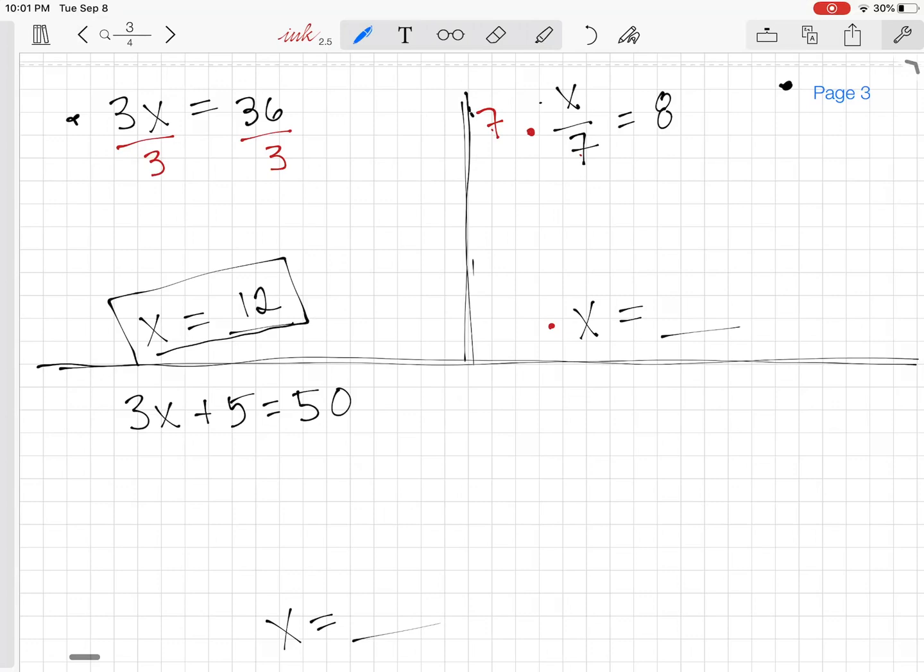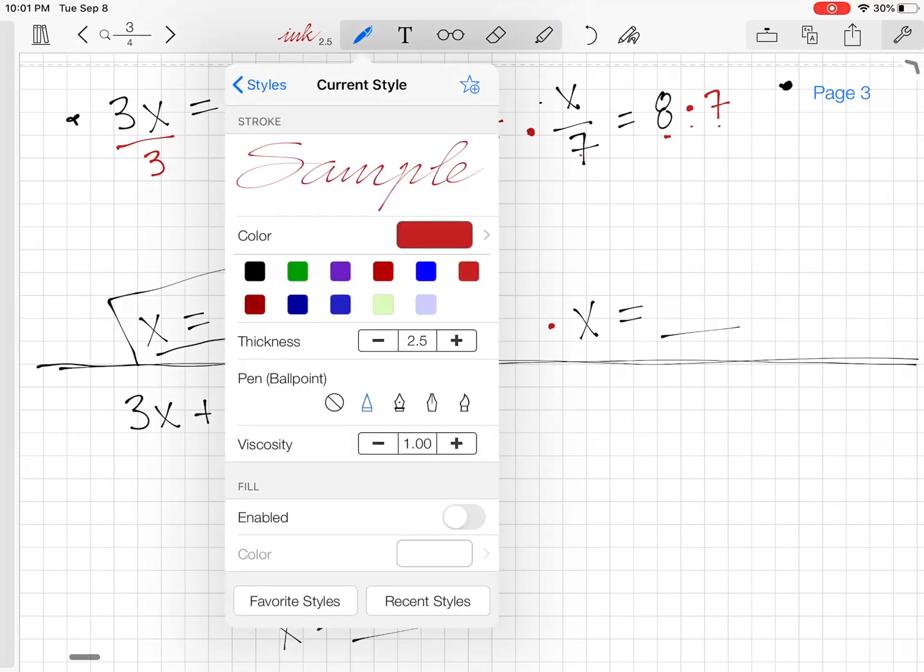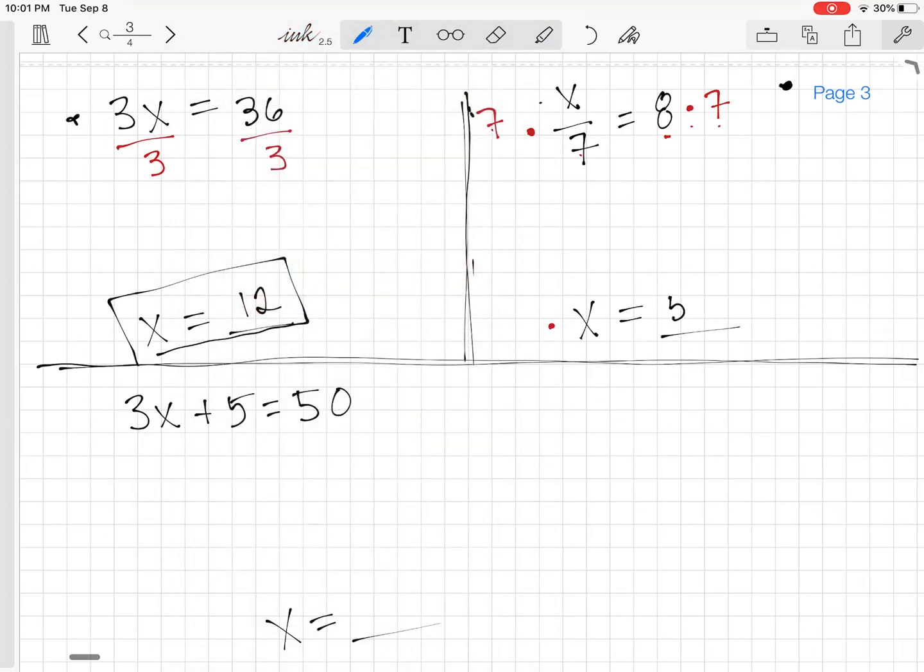But what I do to one side, I have to do to the other. So if I've multiplied this by 7, I've got to multiply this side by 7 as well. So 8 times 7 gives me 56. And x is alone on one side of the equal sign, so I know that I'm done. And I want you to start boxing your answers when you're done, if you don't already.